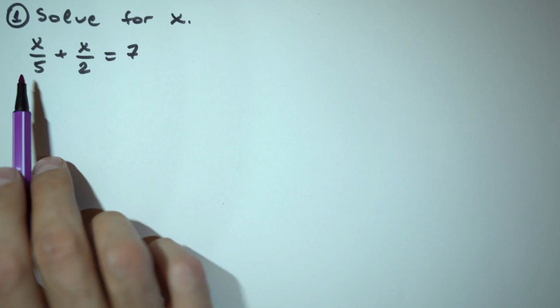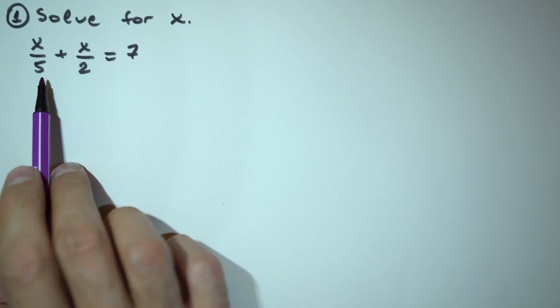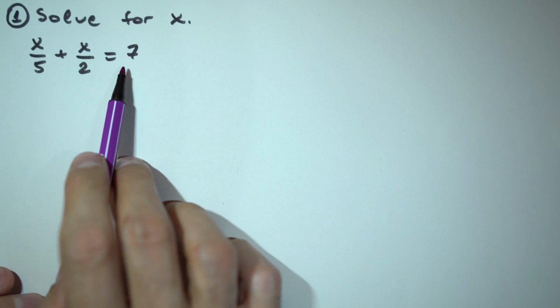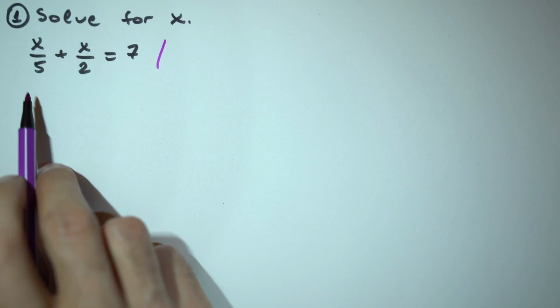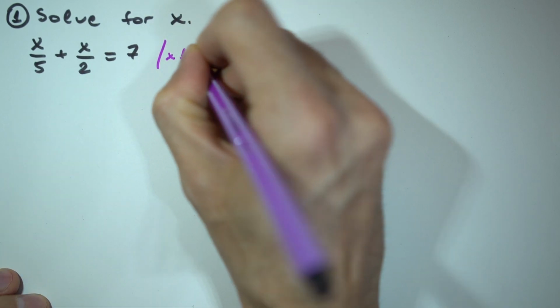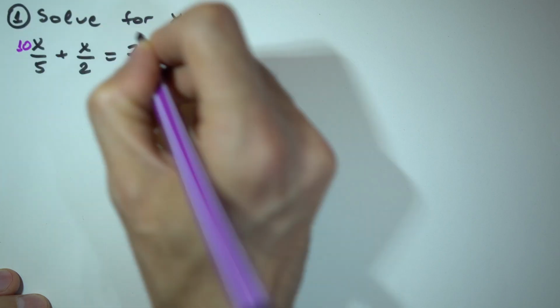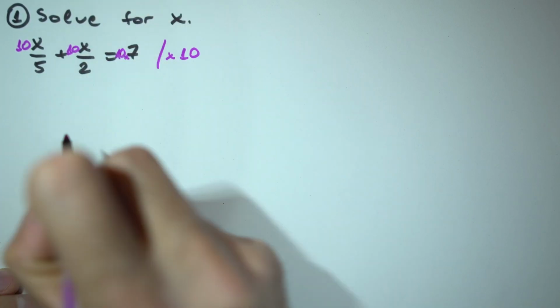How do we do that? Well, we have to find the lowest common denominator and multiply every single term of the equation by that number. In this case, we have to multiply by something that will get rid of both 5 and 2, or we have to multiply everything by 10. So we're going to have 10x over 5 plus 10x over 2 equals 10 times 7.